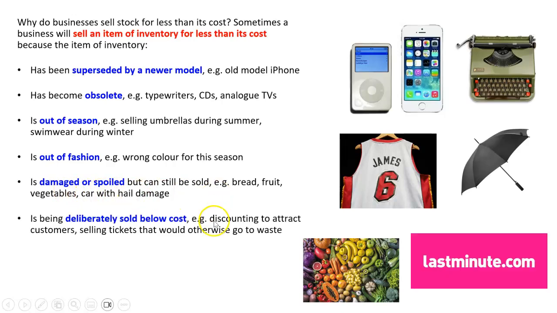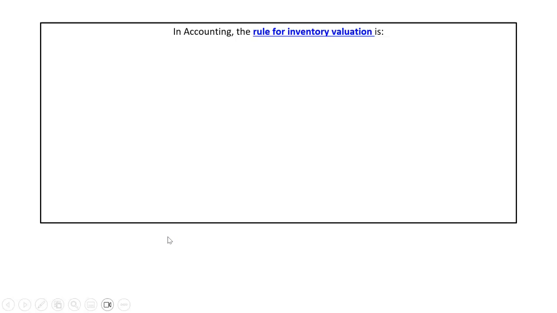Some businesses make their whole business model at selling things deliberately below cost, e.g. lastminute.com. They get hotel rooms from hotels that are available tonight, and the hotel says we'd rather get something for that room rather than have it empty, so it's sold deliberately below cost. A lot of concerts for tickets would operate using the same principle. The point being, for things like this, we need a rule. How are we going to value the inventory in this case?